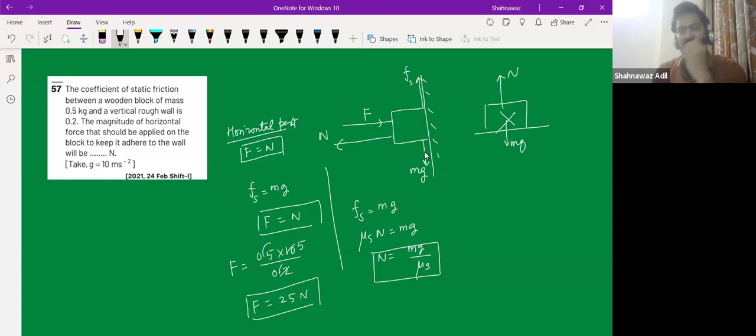Yes, guys, is it clear? Yes, sir. Quickly note it down, and then I will derive the idea of dynamical circular motion, and then we'll do some questions. Quickly note it down, guys. So this is the horizontal part, this is the vertical part, and both are in equilibrium.